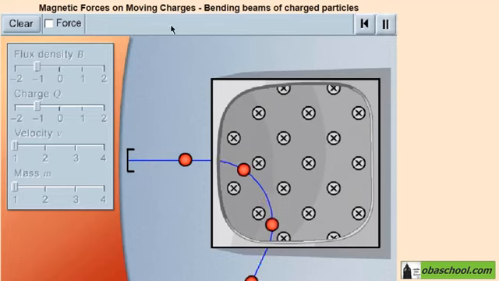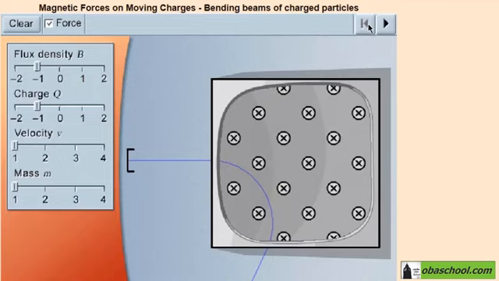Let's select force to show the direction of the force on the particles. And now let's click pause and reset to remove the particles and leave their track.